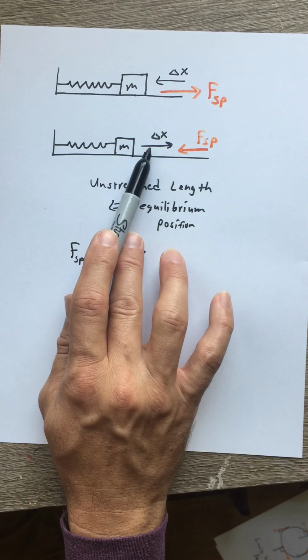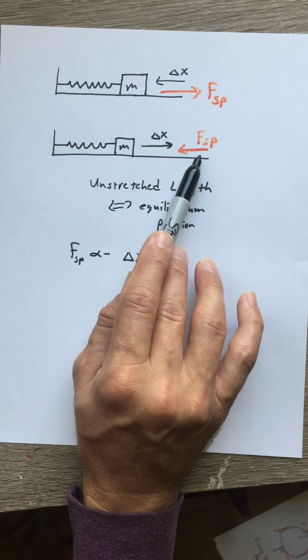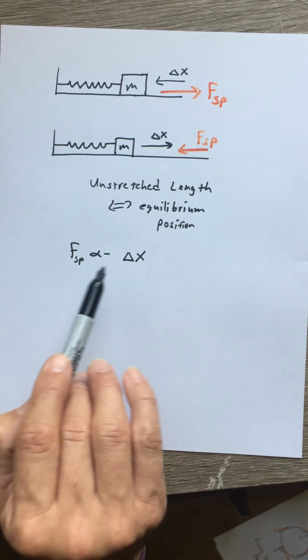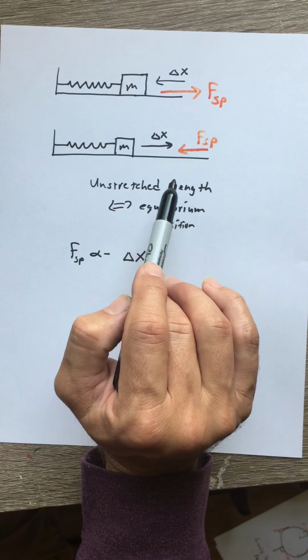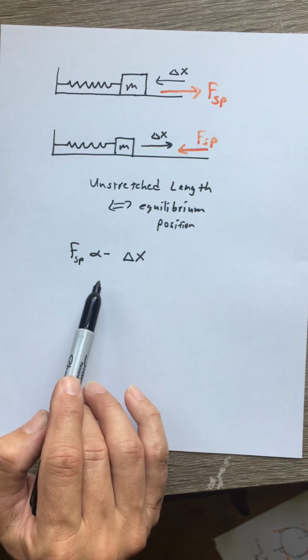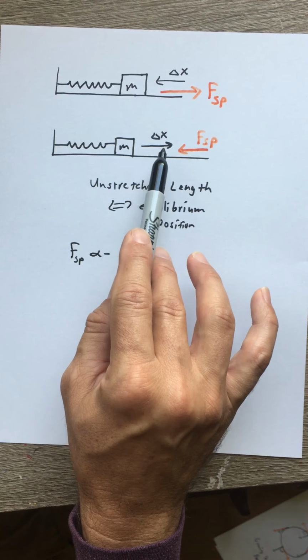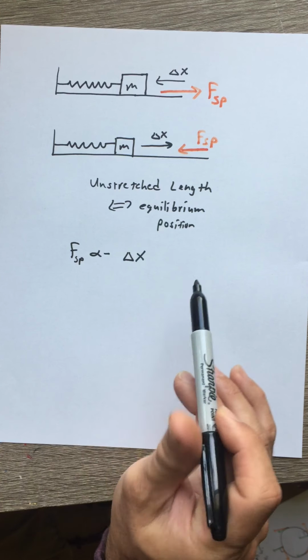If the displacement is positive, this negative tells me that the spring force is now negative. So this negative symbol here takes care of this contrary nature. The displacement tells me that the force gets bigger in magnitude as I move the mass farther, if I either stretch it or compress it.